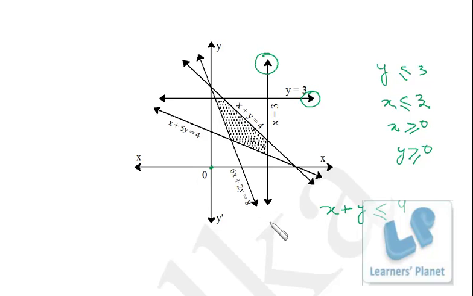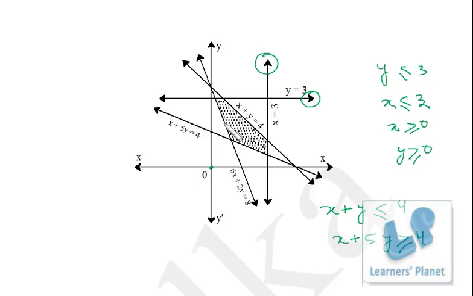Next is x plus 5y equal to 4, right? Now this is the line of x plus 5y is equal to 4. The region below this line will be x plus 5y less than 4, and the region above, that is the right hand side of this line, will be x plus 5y greater than 4. So we have the shaded region above this line, so x plus 5y will be greater than or equal to 4.